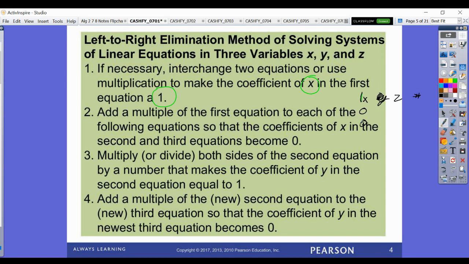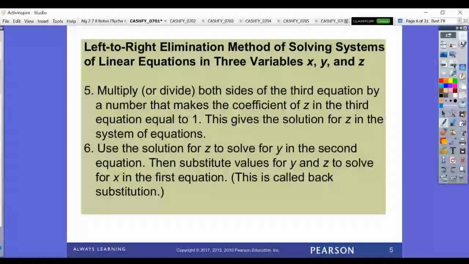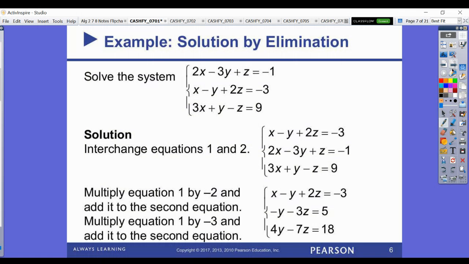And then our next goal after we get the zeros here is to get a 1y here. And then the third time we're going to get a 1z. So this is kind of the pattern that you're going to follow. And you'll see what I mean when I try. So let's start, and I'll explain as we go. The steps are written out here, but I'm also going to kind of show you.